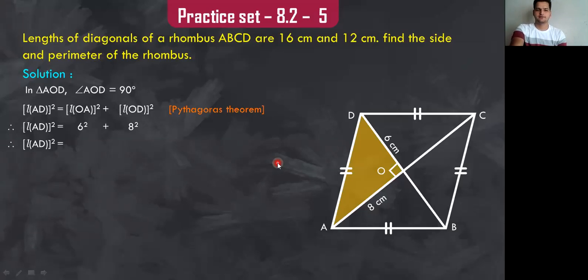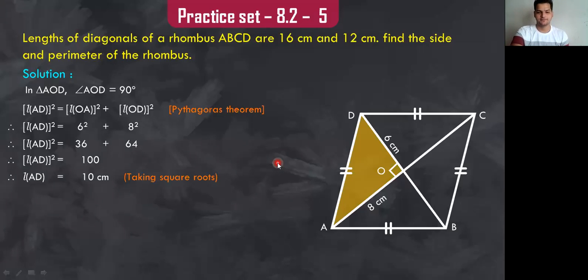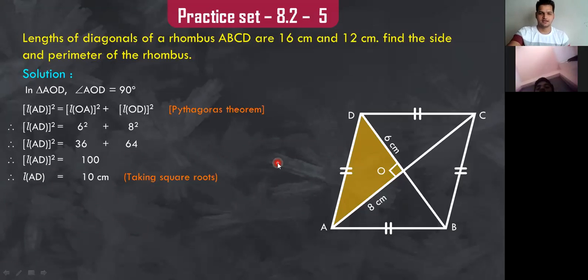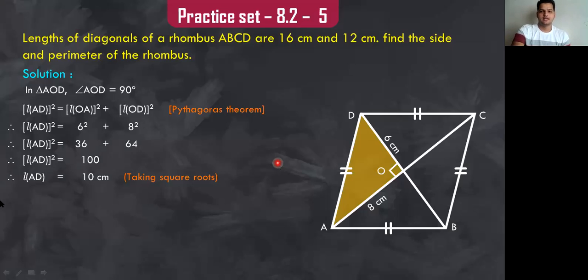So what is 6 square? 36. 8 square? 64. Total 100. But students, we want the value of segment AD, correct? Yes. So we will take square root on both the sides. So that will be 10 centimeters. How did we get the 10 centimeters? By taking square root on both the sides, correct? Great. So we have found the length of segment or side AD. AD is the side of the rhombus.